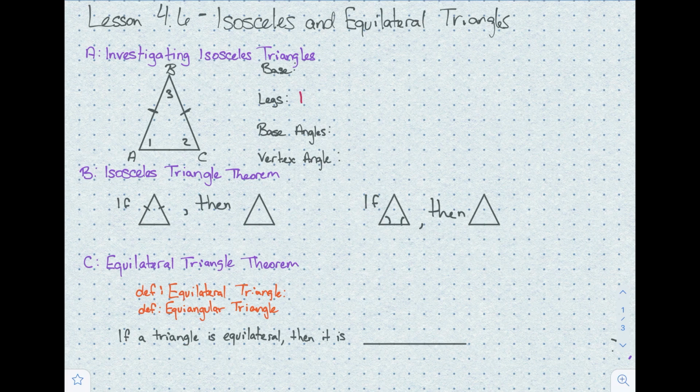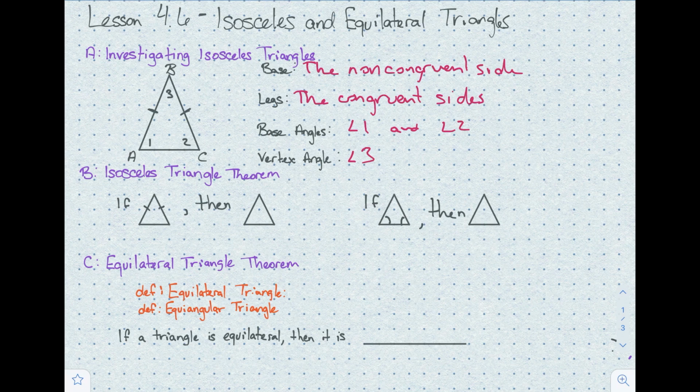Those two sides are called the legs. The legs are the congruent sides in an isosceles triangle. The third side is called the base. That's the non-congruent side. The base angles are the two angles that are adjacent to the base of the triangle. In this isosceles triangle ABC, the two base angles are angle 1 and angle 2. The vertex angle is opposite the base. The vertex angle in this triangle is angle 3.